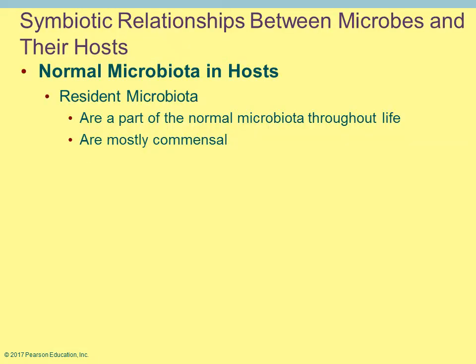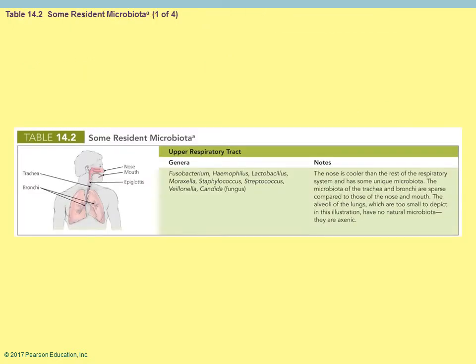The resident microbiota are part of the microorganisms that are growing on you and in you throughout your entire life. So most of the time, these are going to be organisms that are a benefit to us. These next couple of slides give some examples of different areas of the body, different systems, and some of the bacteria and a few fungi that naturally exist as part of this resident microbiota, meaning they're there all the time, shortly after birth and for the rest of your life.